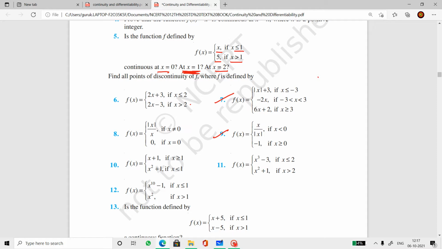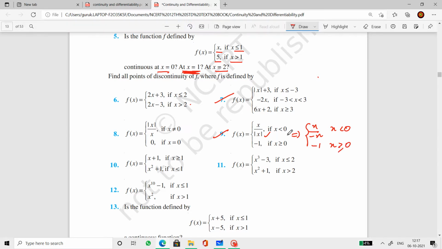Now question number 9. f of x is x by mod x. So how does this become? As I explained, the way we split mod x, since x is less than 0, mod x becomes minus x. So the function will change to x by minus x, which is minus 1, when x is less than 0, and minus 1 when x is greater than or equal to 0.